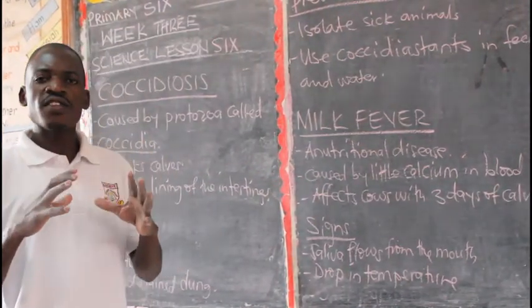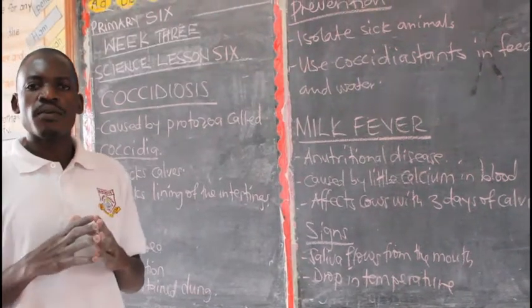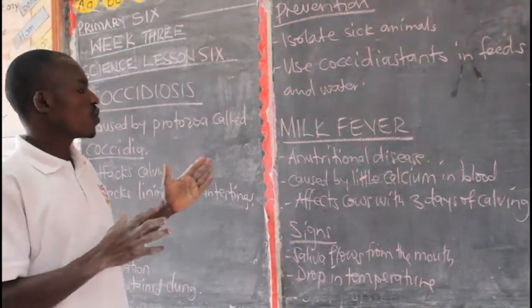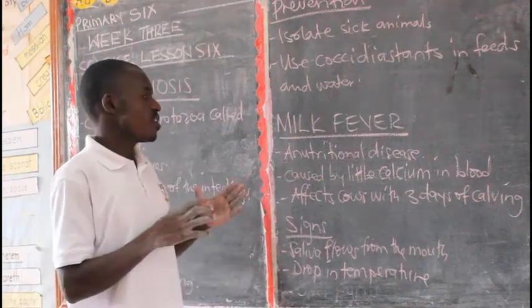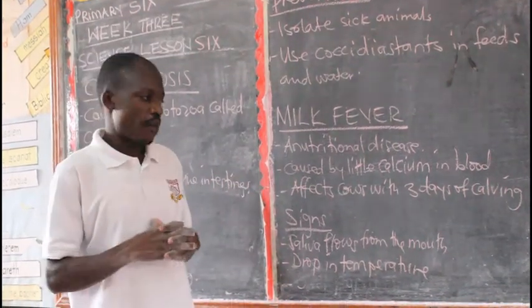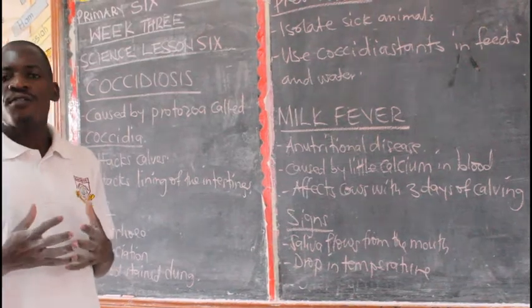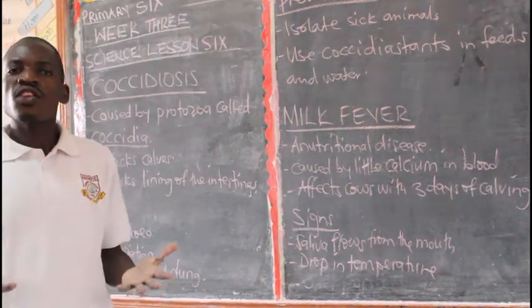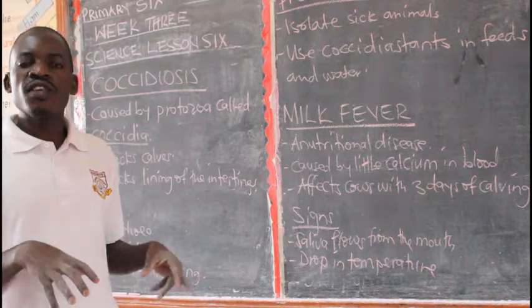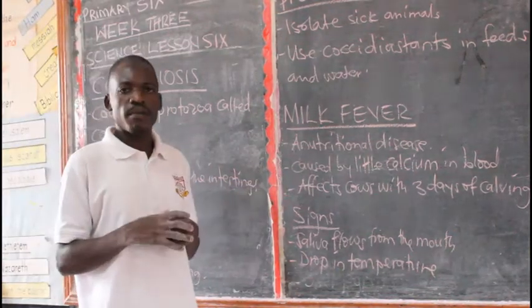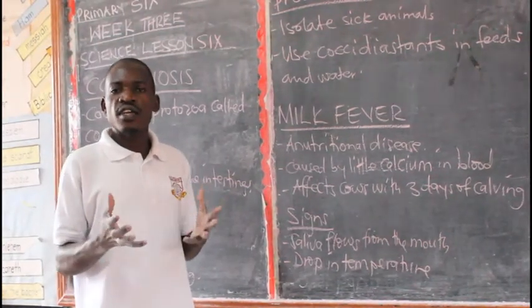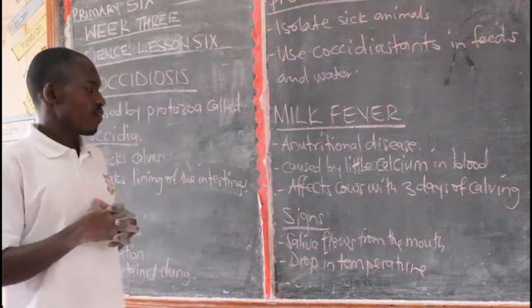If the animal feeds do not have enough calcium, your animal is going to lack calcium in the blood and suffer from milk fever. It affects cows within 3 days of calving, after the cow has given birth normally. But due to lack of the nutrient called calcium in its blood, it will suffer from milk fever.